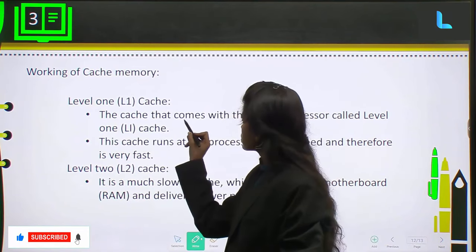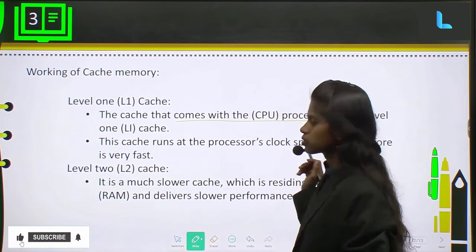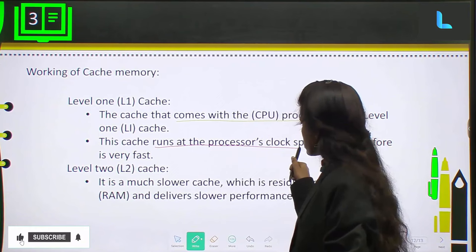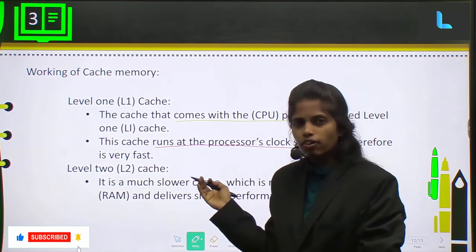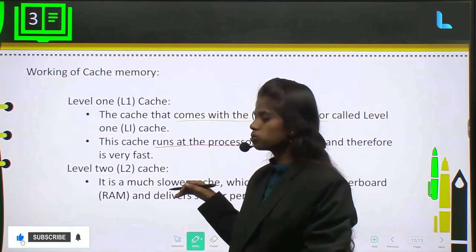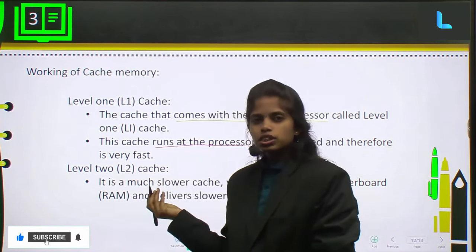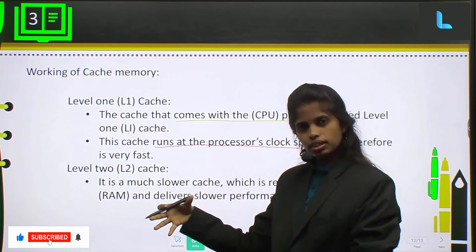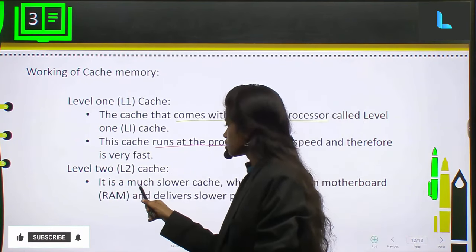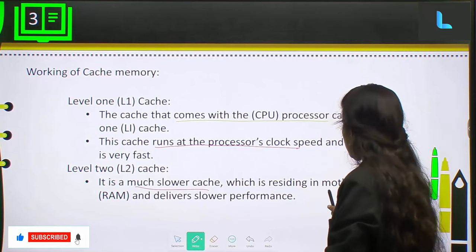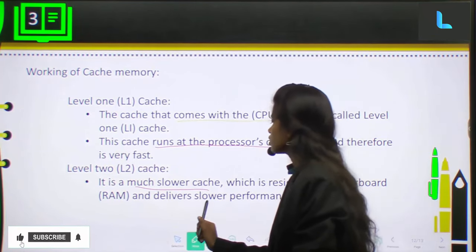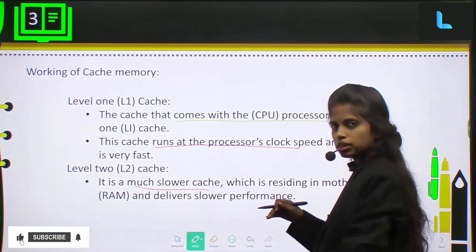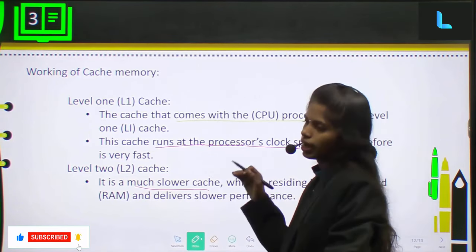The L1 cache comes with the CPU processor, so we call it the L1 cache. This cache runs at the processor clock speed, and therefore it is very fast. L1 is the fastest compared to L2. Where is L2 placed? L2 is placed between the processor and the main memory. It is a much slower cache residing on the motherboard and delivers slower performance. So the L2 cache, which is present on the motherboard, is slower than the L1 cache.